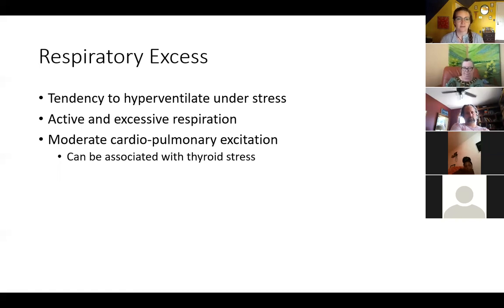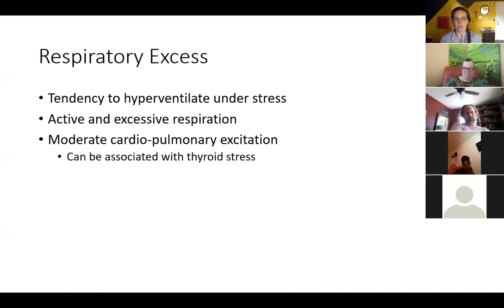Active and excessive respiration, moderate cardiopulmonary excitation that can be associated with thyroid stress. So again, that hyperventilation, your heart rate just jumps up, you start breathing really fast. There's something, and again, we're going back to patterns, right? They're going to keep talking about patterns in the body that use defines form.